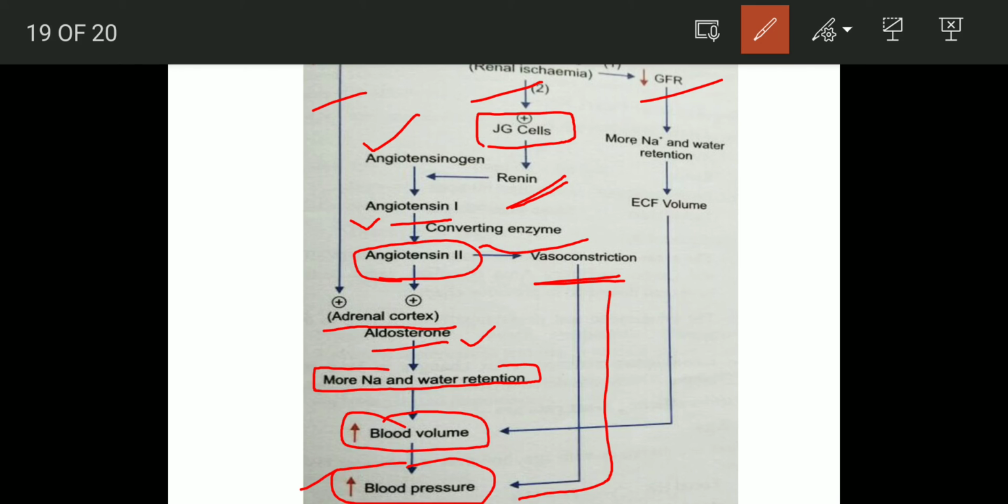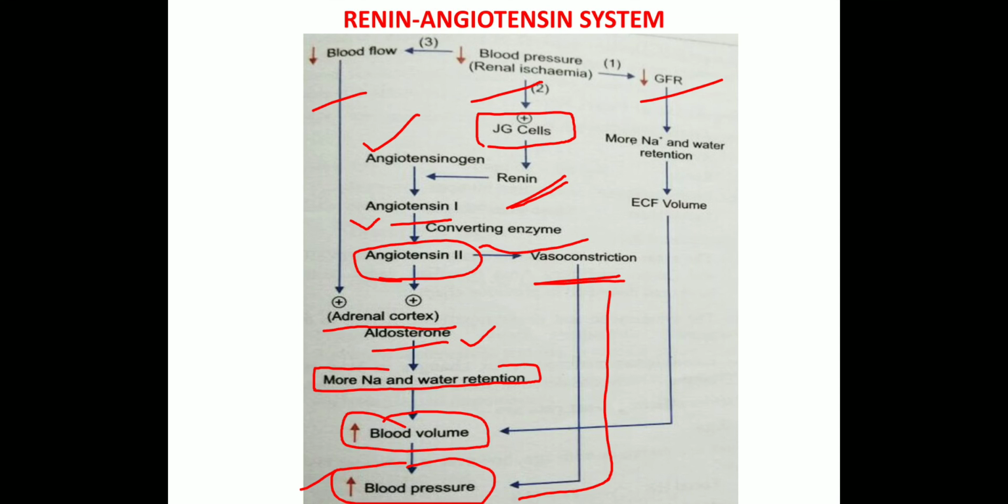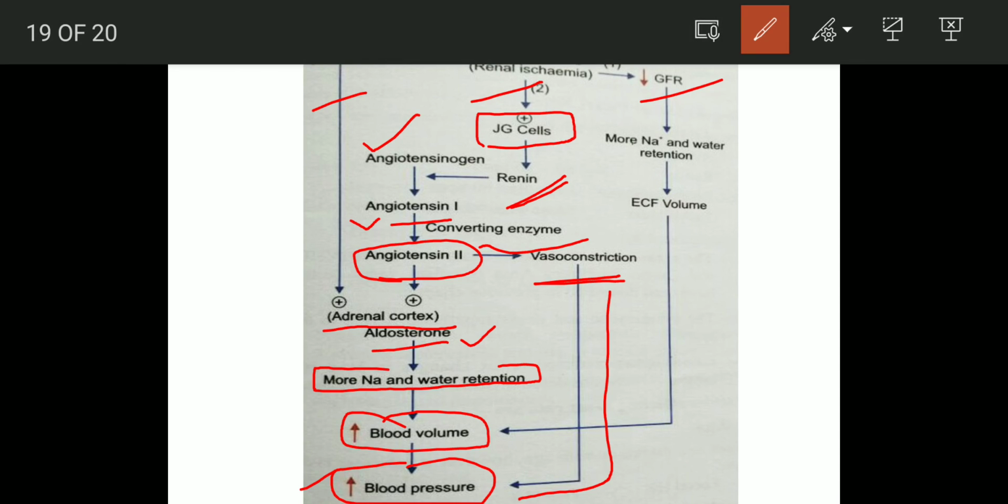Okay, so we have discussed one pathway here, like how a decrease in the blood pressure will stimulate your JG cell. These juxtaglomerular cells will secrete the renin, and this renin will cause the conversion of angiotensinogen to angiotensin 1. Then angiotensin 1 to angiotensin 2 is converted by the ACE enzyme, angiotensin converting enzyme. Then angiotensin 2 will cause vasoconstriction.